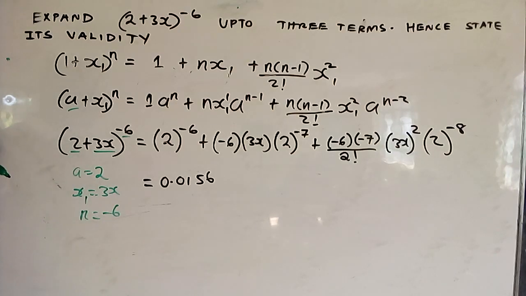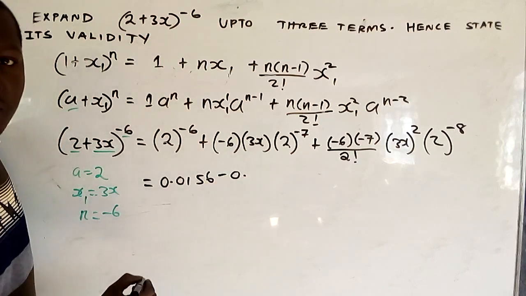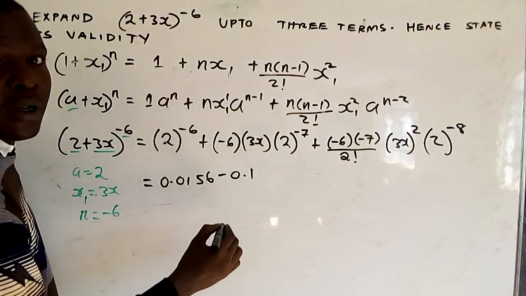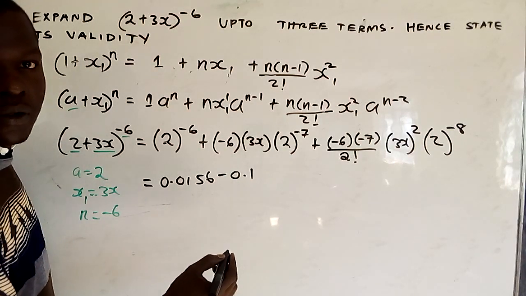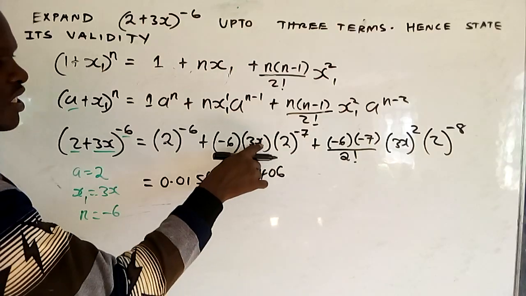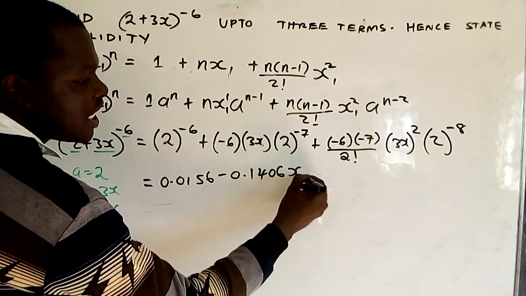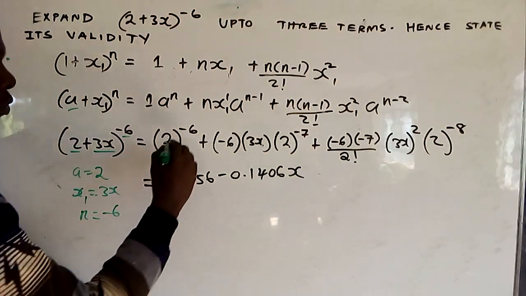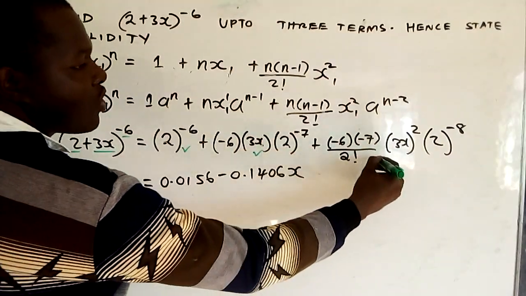Negative 18 times 2 raised to negative 7. You have negative 0 point? One person to say it. 0.1406, isn't it? Then you can see our x is raised to power 1, meaning it's just x, isn't it? So we are done with this term. We are going to the last term.